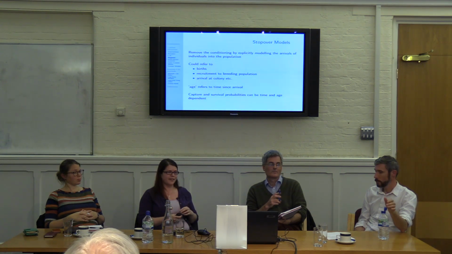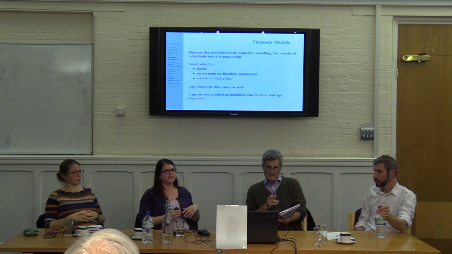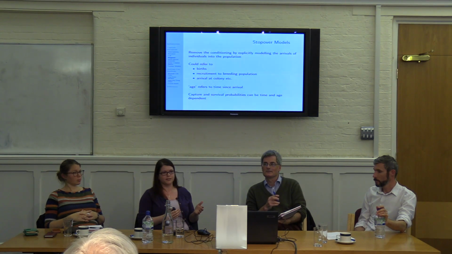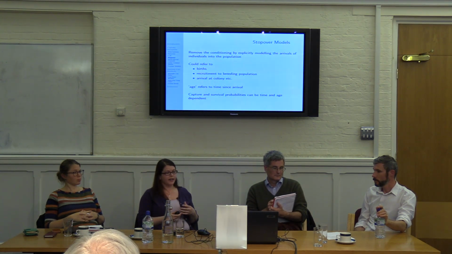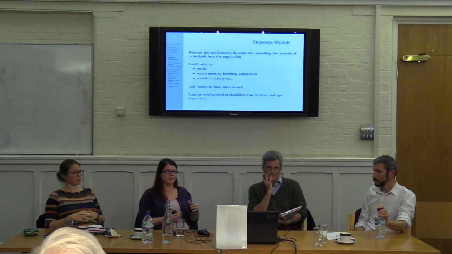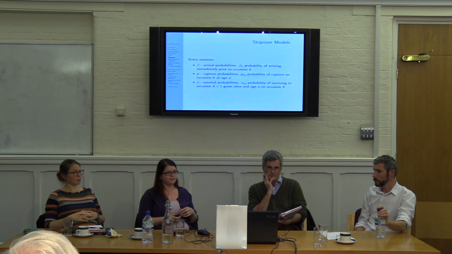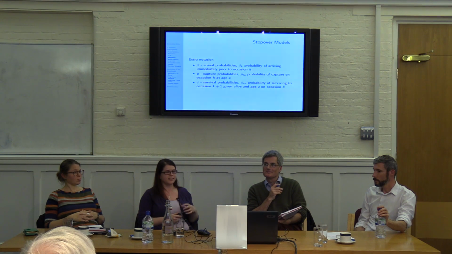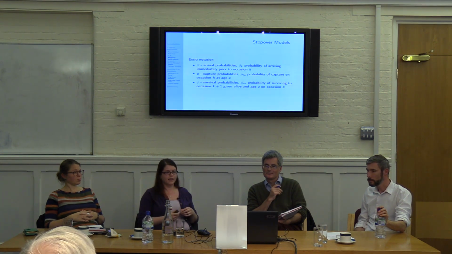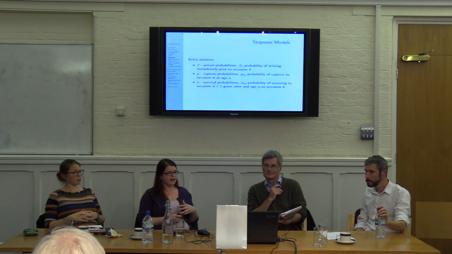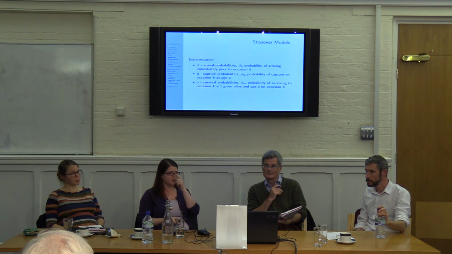Age doesn't necessarily mean physical age in the stopover model. It means the time since you arrived in the population. So if you arrived 2 occasions ago, you are age 2, for example. So again, relaxing the assumptions a bit further, capture and survival probabilities are now time and time since arrival dependent. So we need some extra notation. Beta are now going to be our arrival probabilities, so that's in addition to what we've already got notation-wise. And then we just add some extra subscripts to the p and phi's to show that they now have 2 possible dependencies.